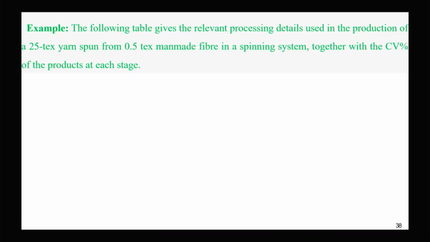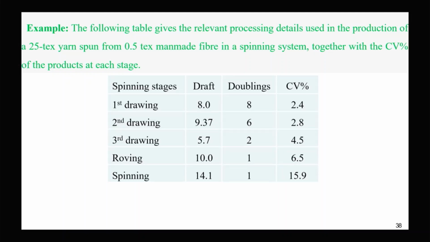Now next numerical, there is a table given. This is the table given, which gives the relevant processing details. Produce 25 tex yarn from 0.5 tex man-made fiber. So man-made fiber tex is 0.5 tex and 25 tex is produced.